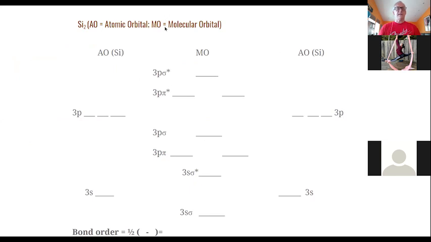All right, so here we've got a diatomic molecule, diatomic silicon. So how many valence electrons do we have with silicon? What group is silicon in? Hopefully everyone still has their periodic table in front of them. Group four. So that means that it's four electrons in its outermost shell, right? So where do we put those? There's going to be a silicon over here, and a silicon over here.